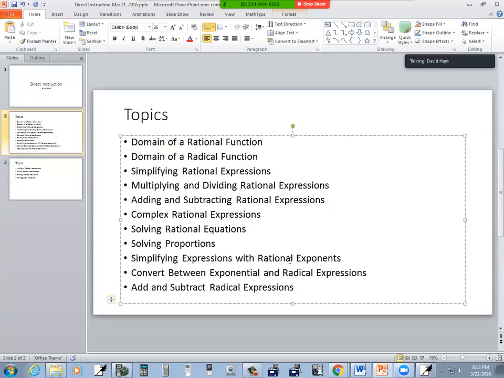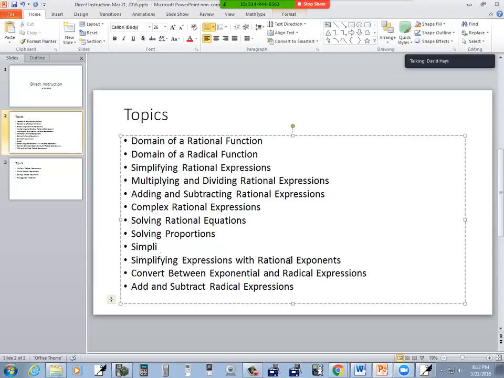It looks like I'm missing one here. Simplifying radicals. Now, they have this in one of the sections, but they don't actually list it as one of the items to be covered. But you need to know how to simplify the radicals in order to do a lot of these problems. So we're going to talk about that first. And I made up 3 examples.